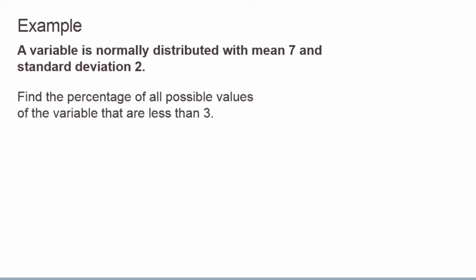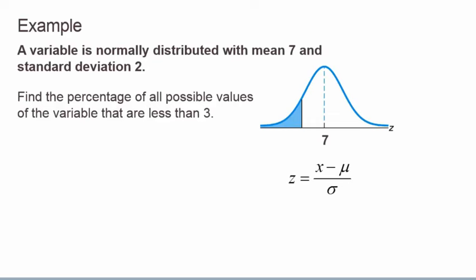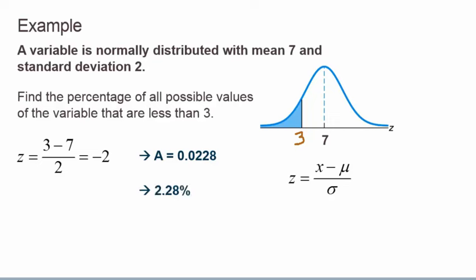Example: a variable is normally distributed with a mean 7 and standard deviation 2. Find the percentage of all possible values of the variable that are less than 3. So we have our normal distribution with our mean 7 again. This time our number 3 is to the left of 7. Using my z-score formula, I substitute z equals 3 minus 7 divided by 2, which gives us negative 2. The area for negative 2.00 is 0.0228. Since that's to the left, I can go straight to my percentage of 2.28.